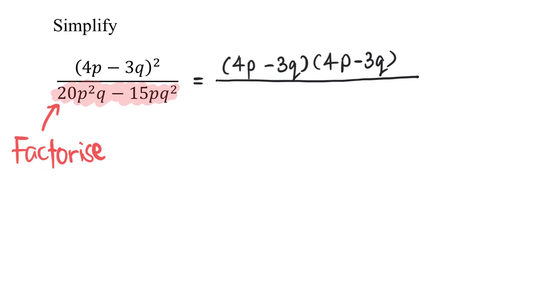And I saw that 20 and 15 both can be divided by 5. 5 is the highest common factor. I see a common factor p as well and a q as well. And I'm left with 4p minus 3q.